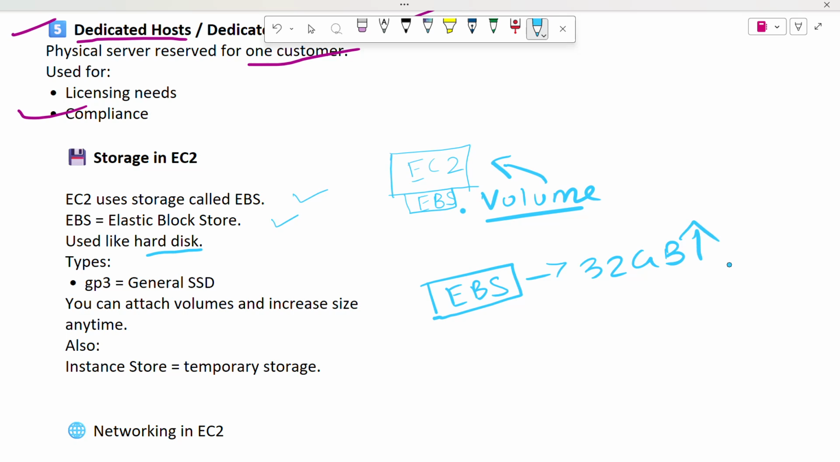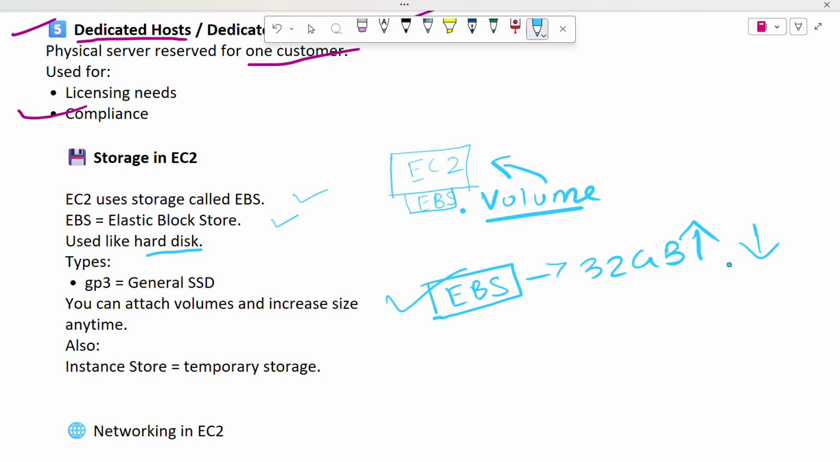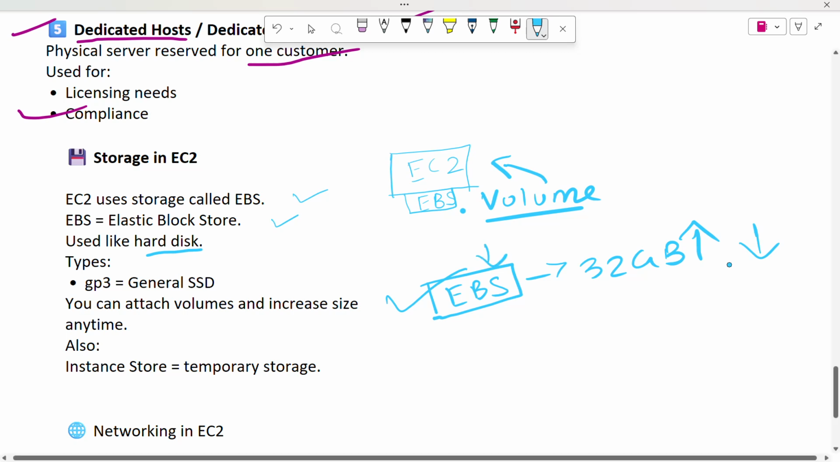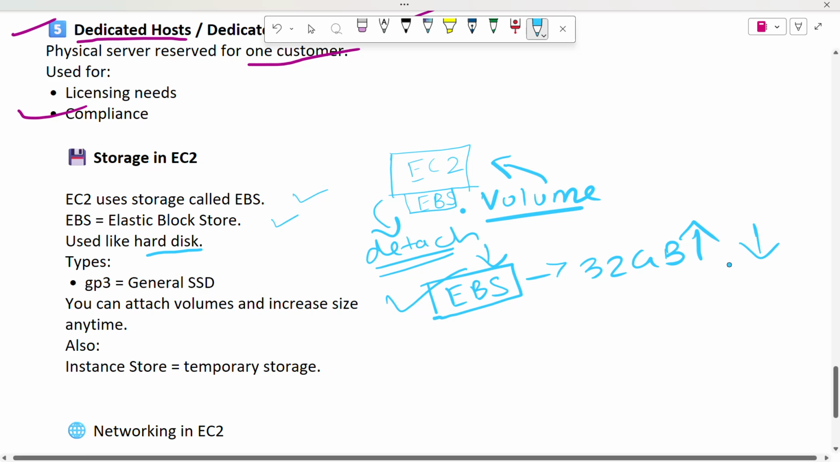An interview question can be asked: can you increase the size of an EBS volume? Yes, you can. But can you decrease it? Yes, you can decrease it, but not on the go. There is a different methodology attached to it. It is not that easy. You have to detach this volume from the EC2 instance, modify it, and then attach it to a different EC2 instance. So the process is going to be different. For the time being, just remember that yes, the EBS volume can be increased depending upon the requirement.